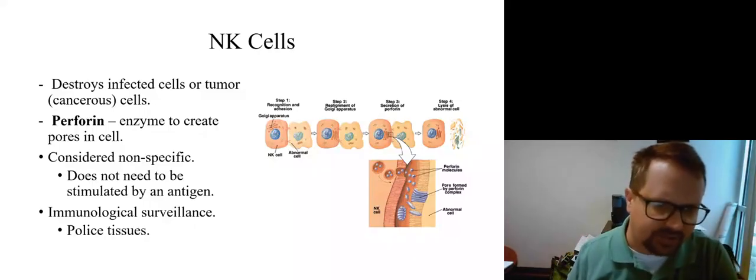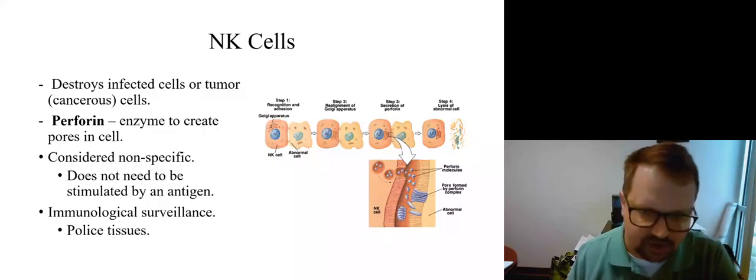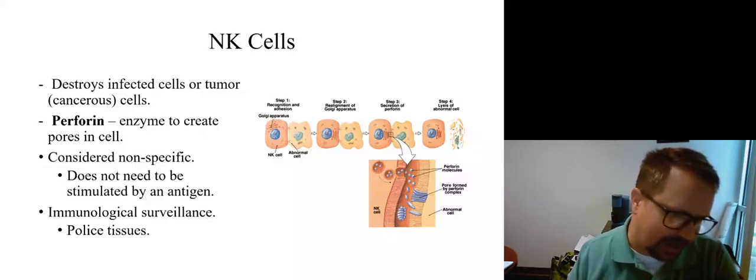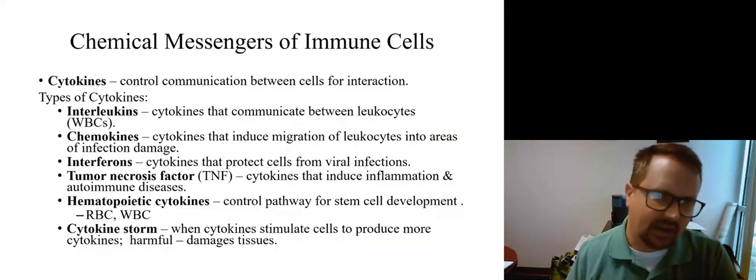I'm going to start using that when I say immunological surveillance. I'm going to say we're policing tissues in AP2. It does not need to be stimulated by an antigen. It's non-specific. Perforin doesn't need that, so it can be an abnormal cell, but natural killers.